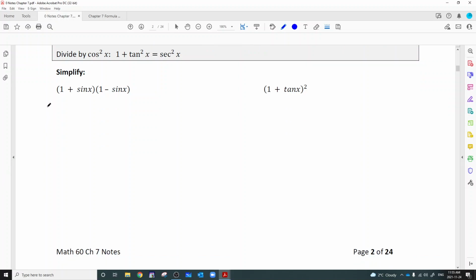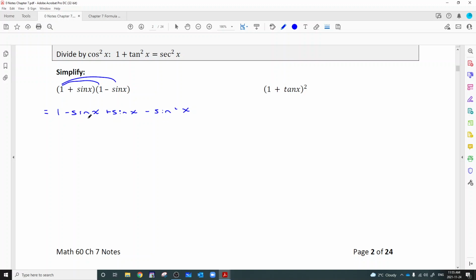So this first expression, we want to simplify. Now, everything's already in sines and cosines, so the only thing I can do is expand. I'm going to distribute the 1 through the second bracket. I get 1 times 1 is 1. 1 times negative sine x is negative sine x. Sine x times 1 is plus sine x, and then sine x times negative sine x would be negative sine squared x. Okay, so where would I go next?